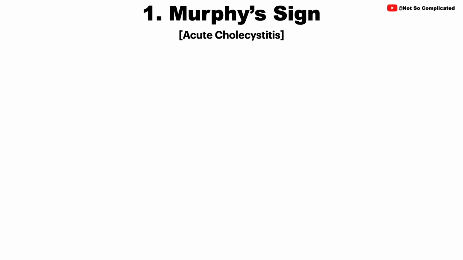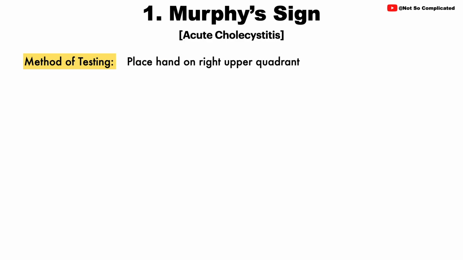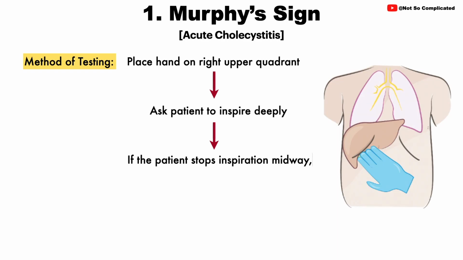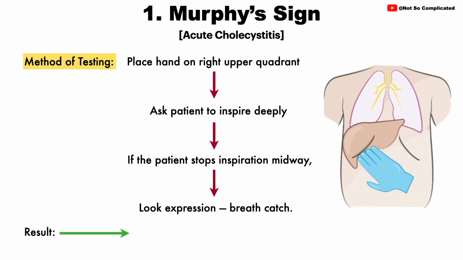It is usually seen in acute cholecystitis. The method of testing this sign is that you place your hand on the right upper quadrant of the patient and ask the patient to inspire deeply. If the patient stops inspiration midway, and you look at the expression of the patient, there will be a pain expression. That is when Murphy's sign is positive. It is due to peritoneal irritation of the gallbladder. So that is Murphy's sign.